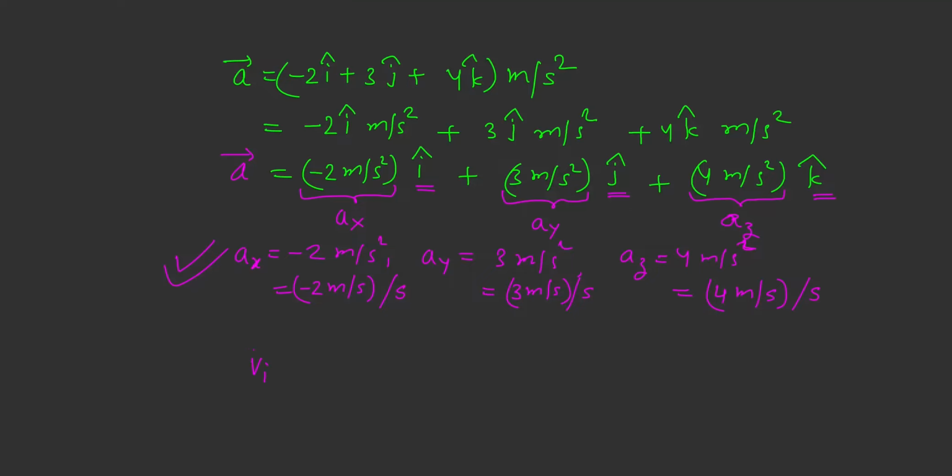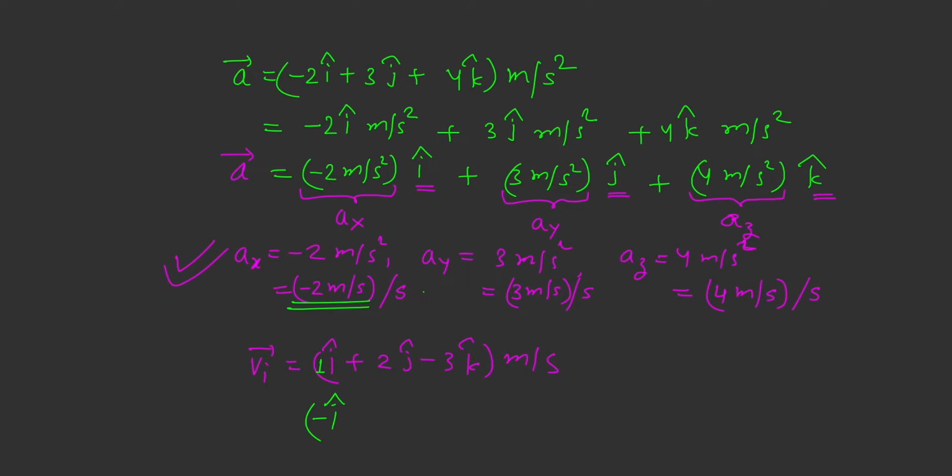Suppose the initial velocity of the object is i cap plus 2j cap minus 3k cap meter per second. The question is, what will be the velocity of the object after 1 second? Because after 1 second the velocity in the x direction will change by minus 2 meter per second. The initial velocity is i cap, meaning 1 i cap. So initial is 1, and after 1 second it will change by minus 2. So 1 minus 2 will be minus i cap, minus 1, right?